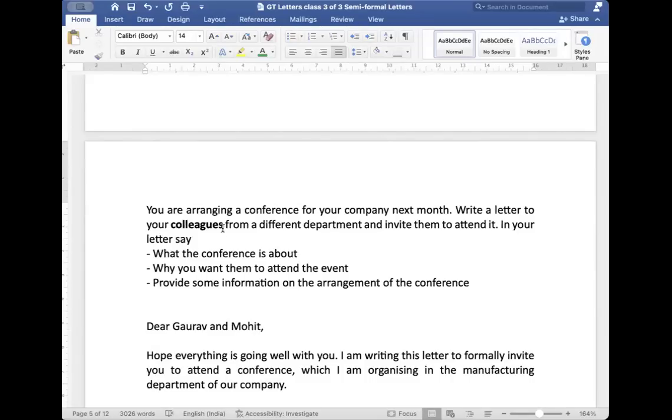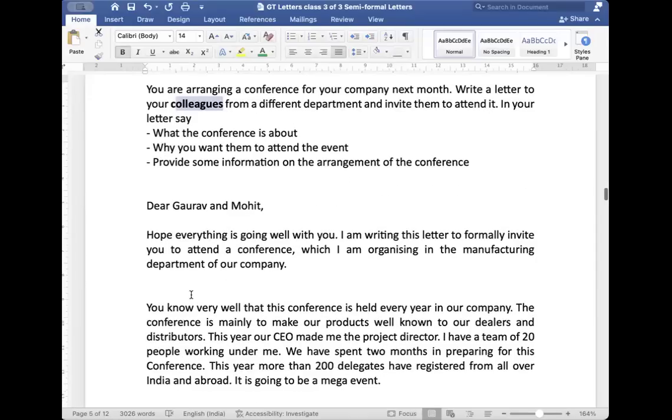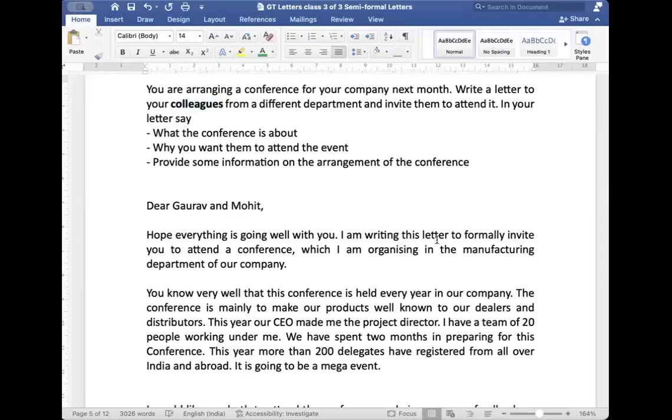Dear, see, colleagues, where the word colleagues is there, pay attention to the S. You can put two names. Dear Gaurav and Mohit, hope everything is going well with you. I am writing this letter to formally invite you to attend a conference which I'm organizing in the manufacturing department of our company. You know very well that this conference is held every year in our company. The conference is mainly to make our products well known to our dealers.